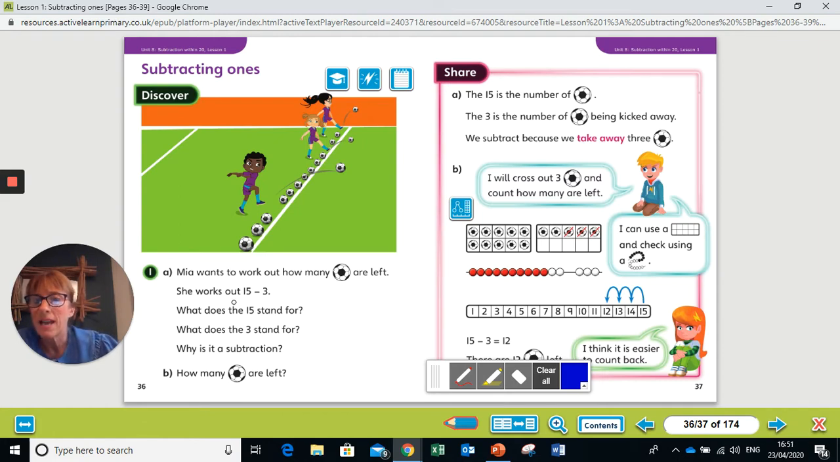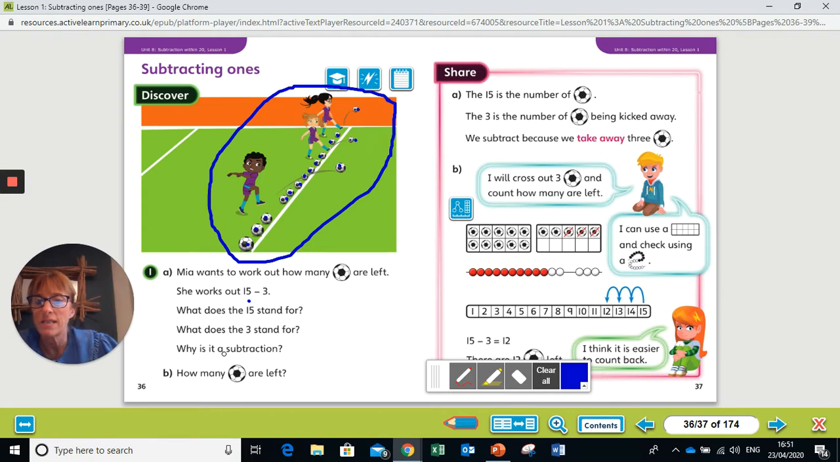That's right. We're going to have to count how many footballs are on the football pitch all together. Mia, I think, has said there's 15, but let's just double check. 1, 2, 3, 4. Count with me. 5, 6, 7, 8, 9, 10, 11, 12, 13, 14, 15. So there are 15 footballs on the football pitch all together.